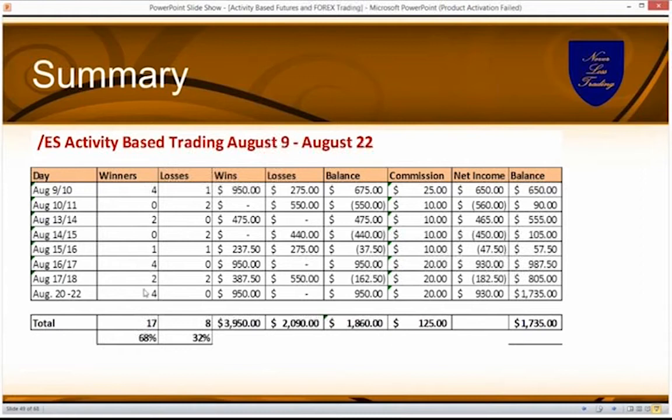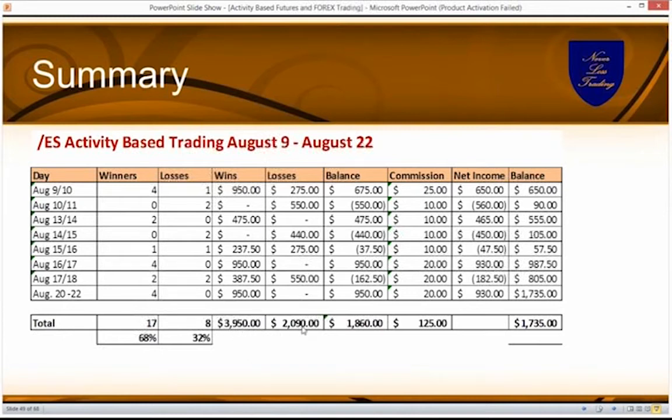You see how many winners and how many losers we had, and that's nice. We wanted to be above 65%. We are at 68% winners, 17 out of 25 trades. What was the minimum threshold to trade the system on? 20 trades. So we held ourselves accountable for that. And so 32% were losers. So in money, we gained 3,950.